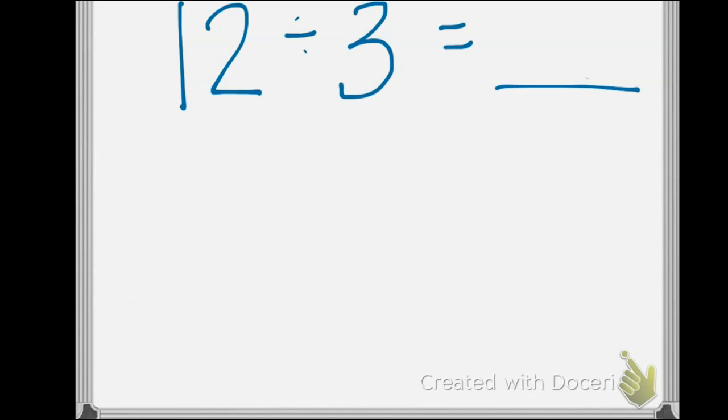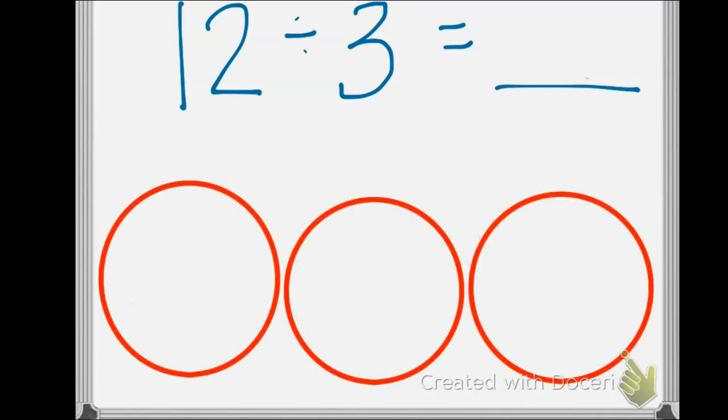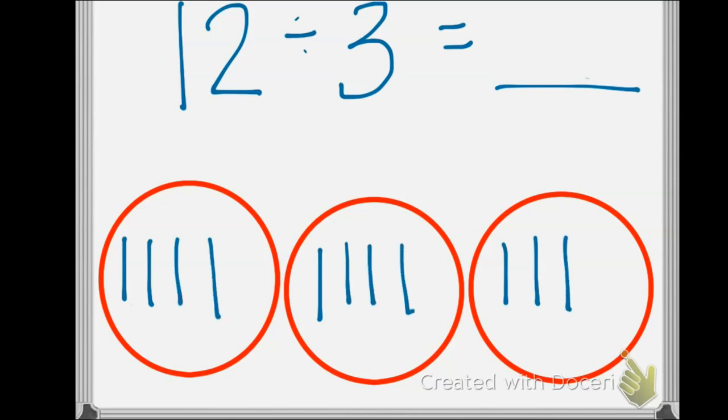Let's practice. 12 divided by 3 means that I have 12 total objects, and I want to split them into 3 equal groups. I have made my 3 groups. Now, I'm going to put one object in each group until I get to 12. I will use tallies to represent my objects. 1, 2, 3, 4, 5, 6, 7, 8, 9, 10, 11, 12. Once I'm done placing my objects, or tallies, in each group, I look to see how many objects each group has. 4 tallies are in each group, so 12 divided by 3 equals 4.